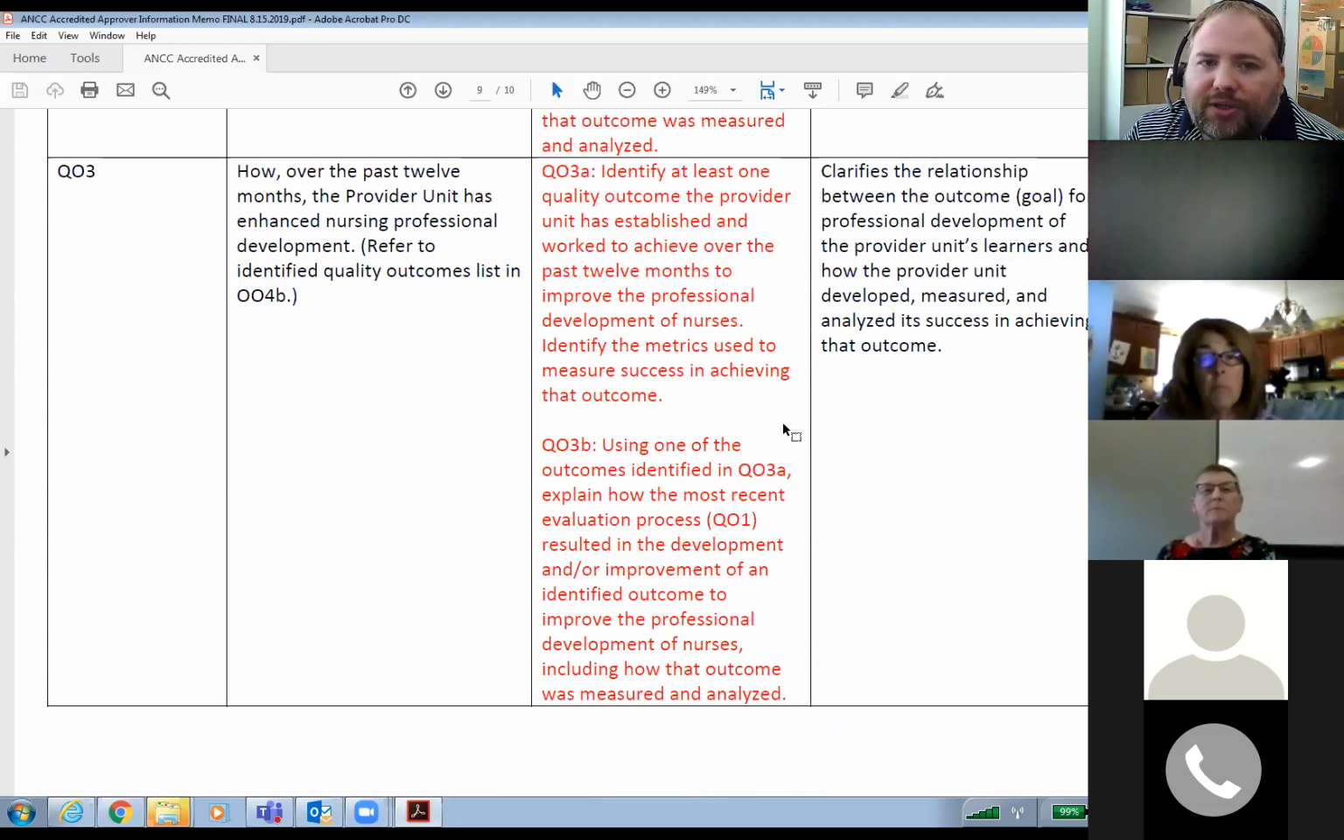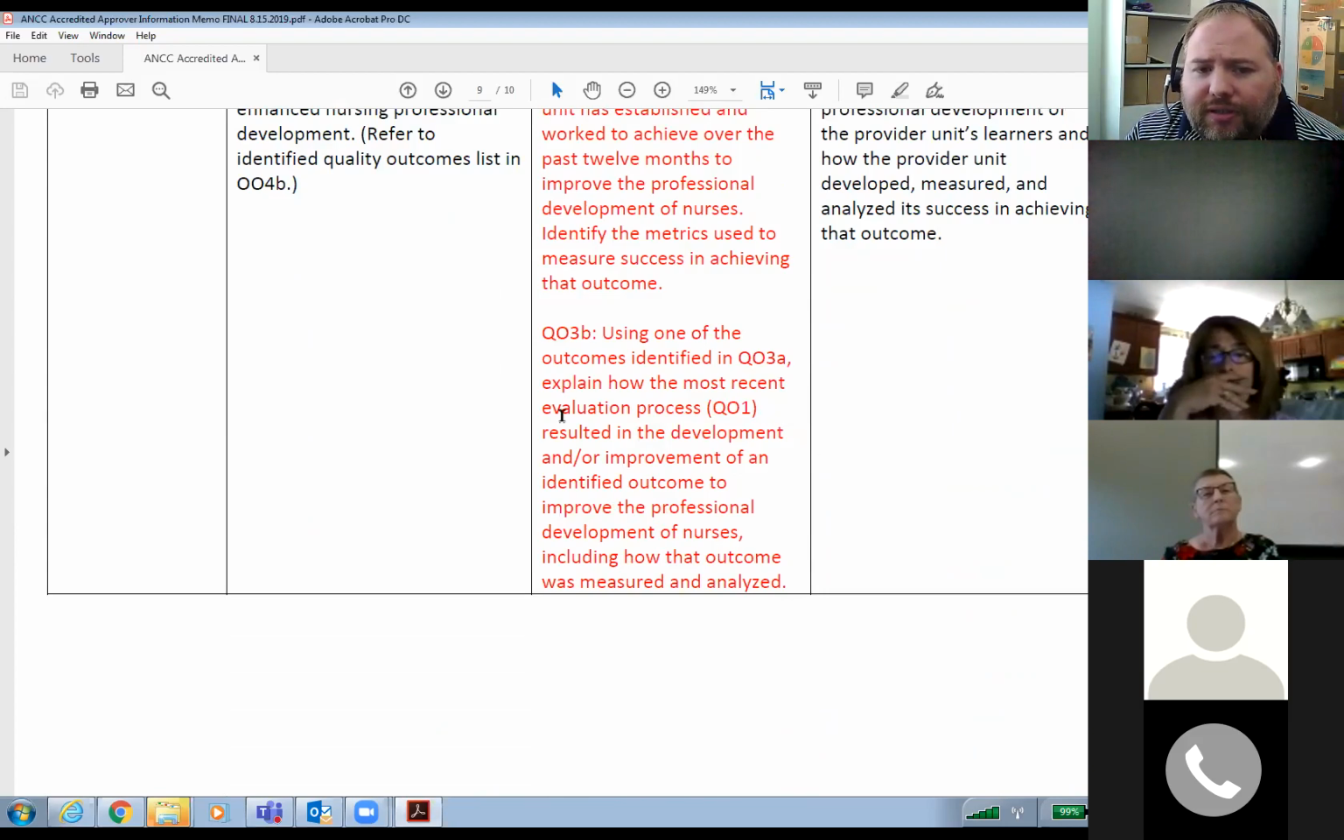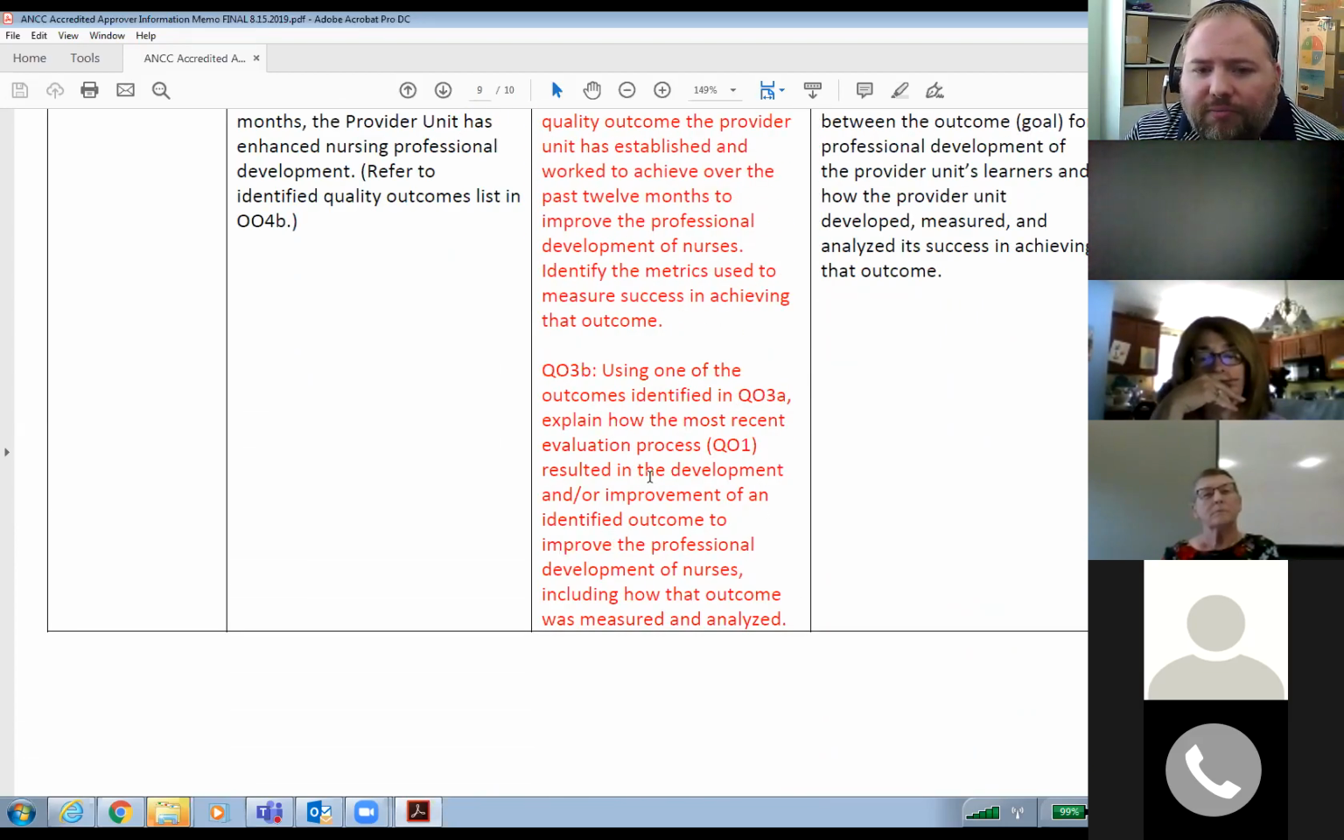004B was moved down to Q03A. Identify at least one quality outcome the provider unit has established and worked to achieve over the past 12 months directly related to nursing professional development. And then Q03, they're going to use the evidence that they have to provide you tangible evidence of how they were able to successfully achieve that.